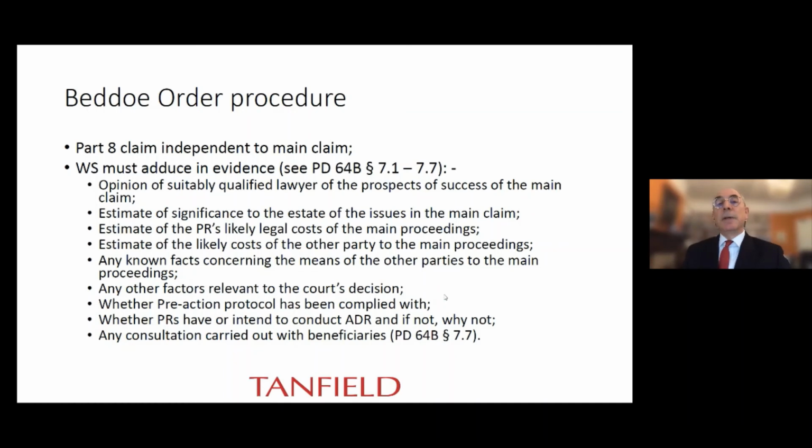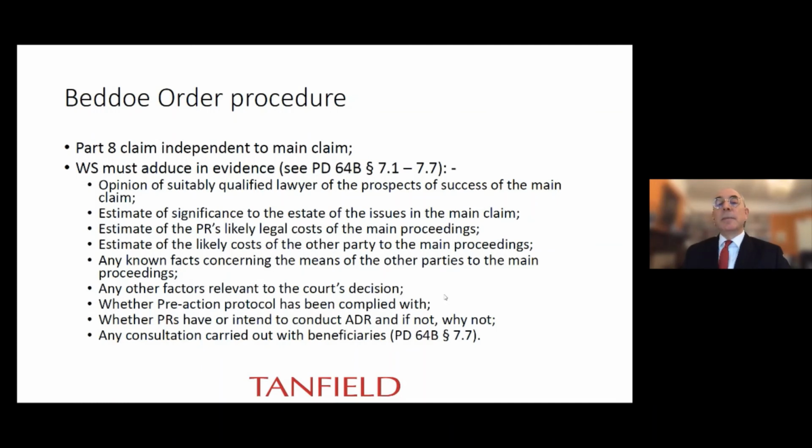These include the opinion of a suitably qualified lawyer of the prospects of success in the main claim, the estimate of value or other significance to the estate of the issues to be tried in the main claim, an estimate of the personal representative's likely legal costs of the main proceedings, an estimate of the likely costs of the other parties to those proceedings, and any known facts concerning the means of the other parties to the main proceedings. Strictly, of course, that doesn't concern the merits of that action, but there's no point in pursuing a debt, for example, which might be owed to the estate and the costs of the action, if the debtor in fact has no means or assets.